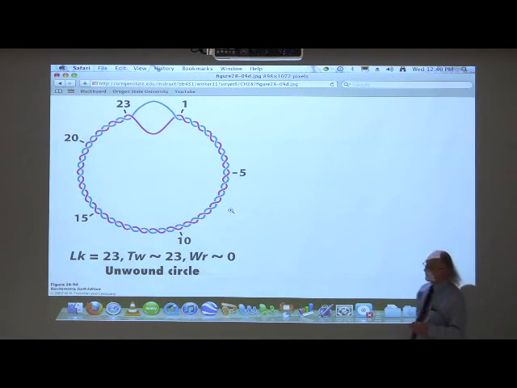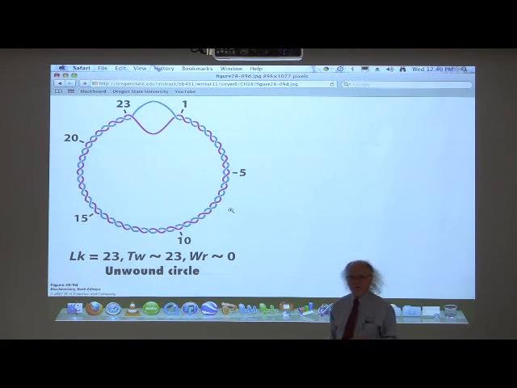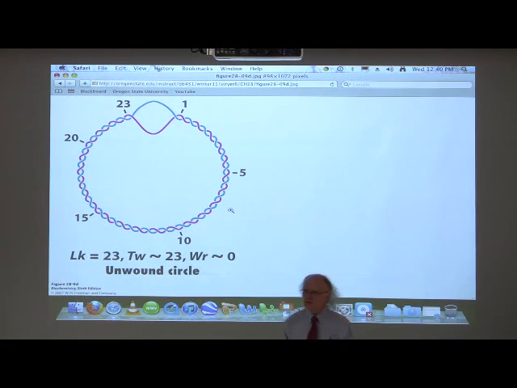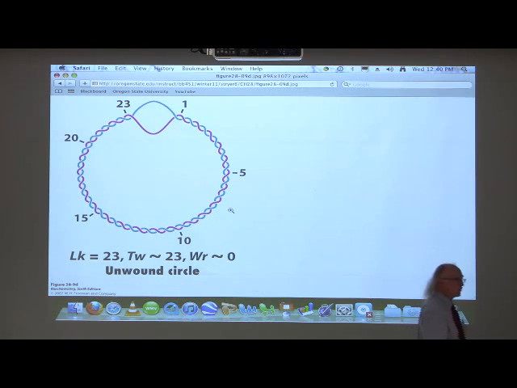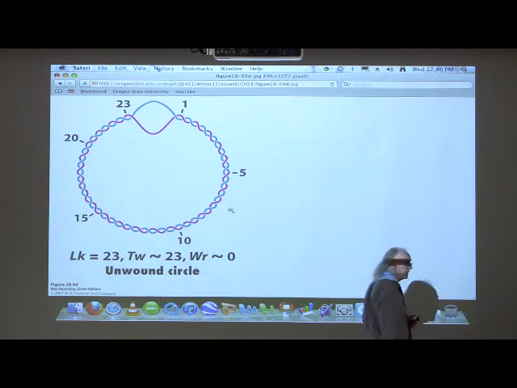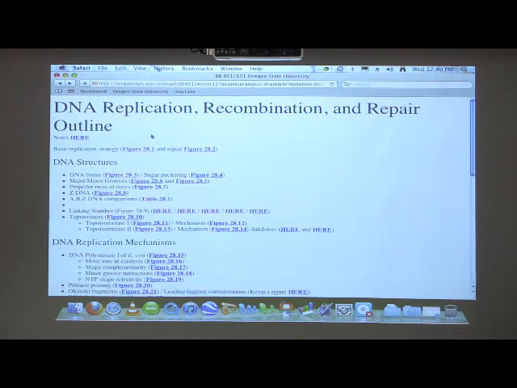Notice this rearrangement right here. This guy was under stress, right? And when it was under stress, it could either do the writhing thing that I showed you, or it could sit there and exist like this, a looped out region. That looped out region, we will see later, is an important consideration for transcription, and in some cases for DNA replication as well. All right. So the topology of these guys is very important for us to consider.